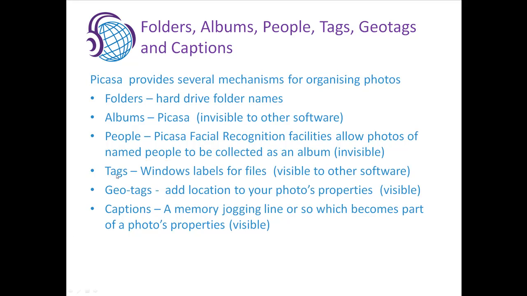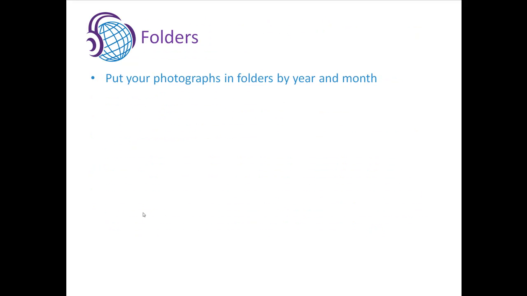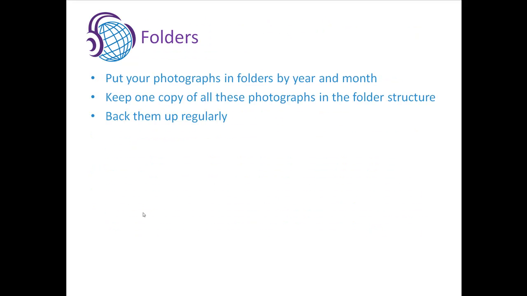Tags are just little labels you can put in there, just a keyword you add to a photograph, and the great thing about that is it can be seen by other software, as can the geo-tags, which add a location, and captions. It's very easy just to add a little line on the bottom of each photograph saying where it is. Okay, so let's do that in a little bit more detail about each of these.